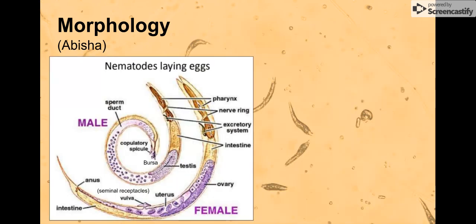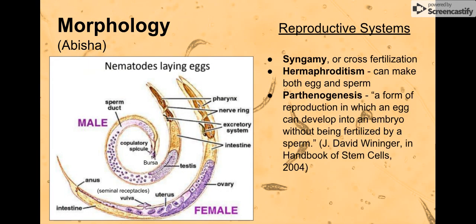Now we will get into the reproductive system of nematodes. Nematodes can reproduce in a variety of different ways depending on the species. Some nematodes use syngamy, or cross-fertilization. It's the sex. There's also hermaphroditism, which means they can produce both eggs and sperm, and that will make another nematode generation.